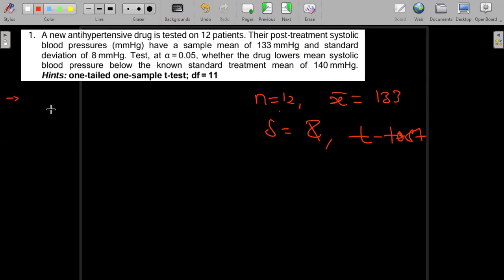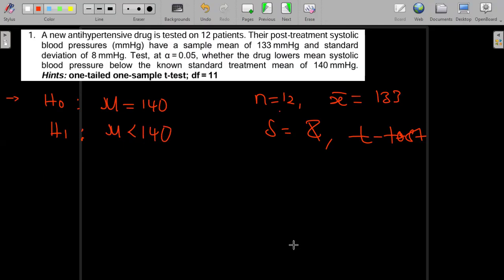So step one, write the hypothesis. The null hypothesis here is that the mean is equal to what? To 140. And then we're testing to see if this mean is lowered. So we are saying now the mean should be less than what? 140. So this is a one-tailed test to the left.